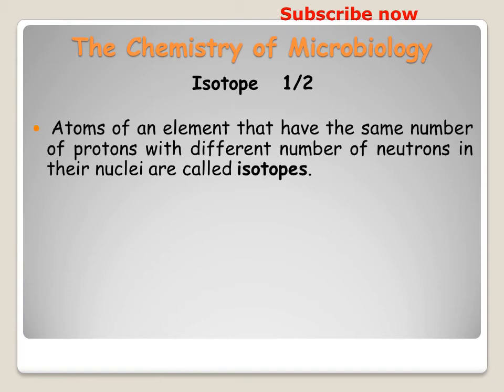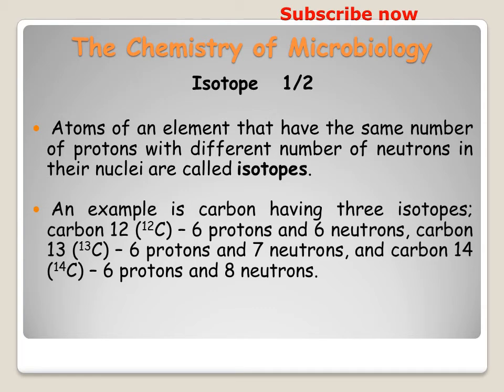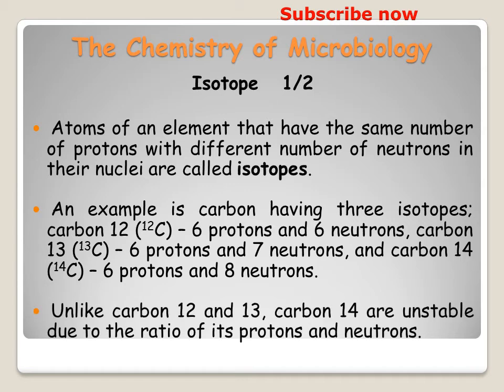Isotopes. Atoms of an element that have the same number of protons with different number of neutrons in the nuclei are called isotopes. An example is carbon having 3 isotopes, that's carbon-12 with 6 protons and 6 neutrons, carbon-13 with 6 protons and 7 neutrons, and carbon-14 having 6 protons and 8 neutrons. Unlike carbon-12 and 13, carbon-14 is unstable due to the ratio of its protons and neutrons.